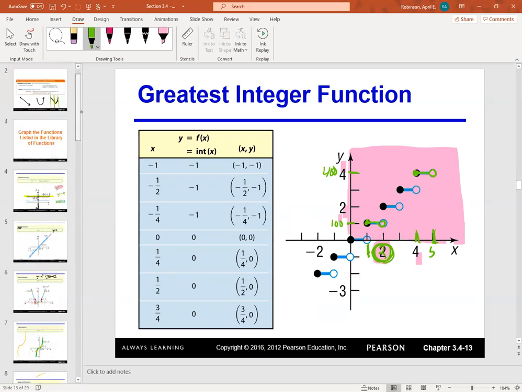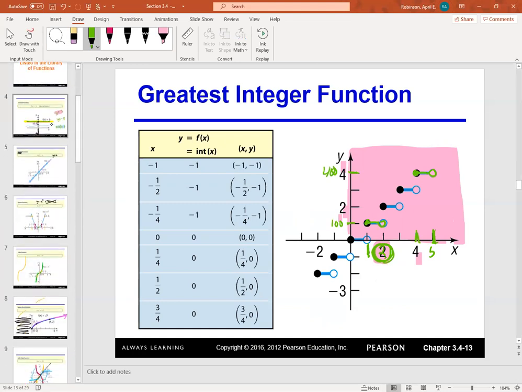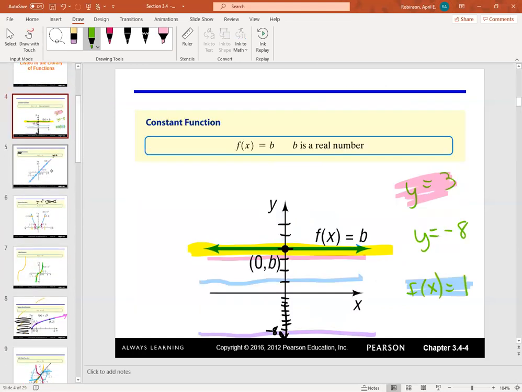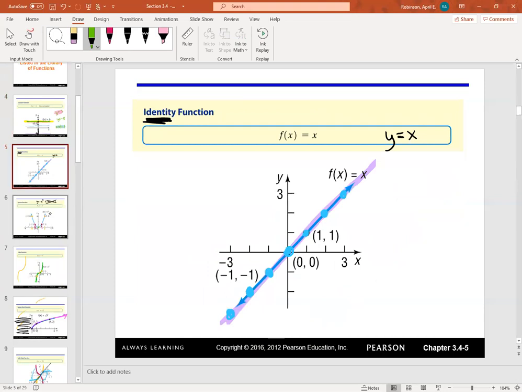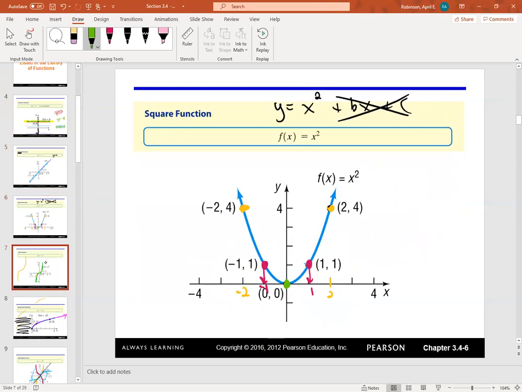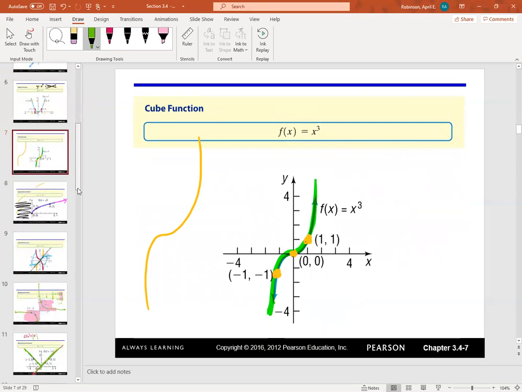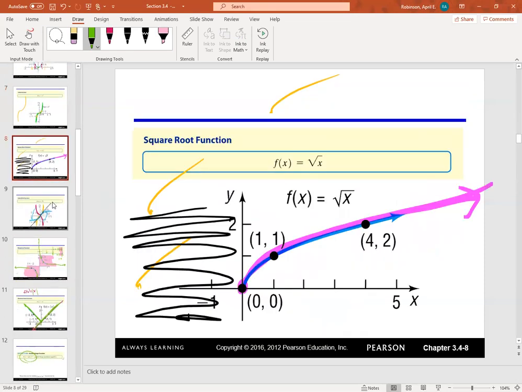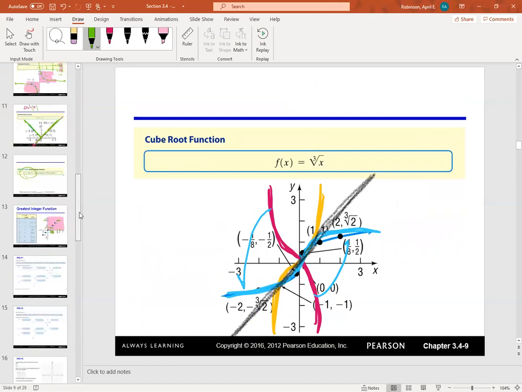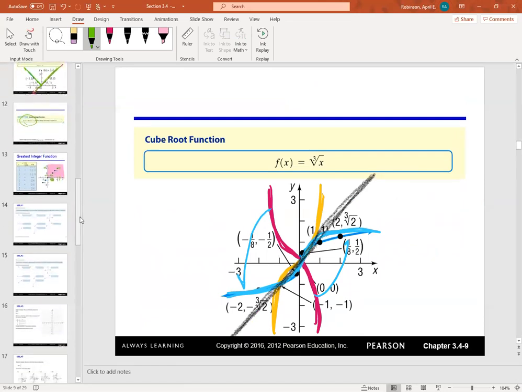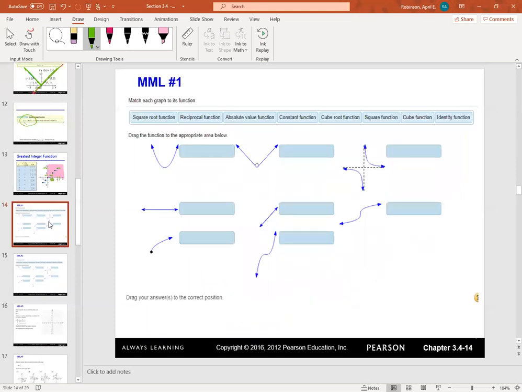Okay, so you might want to keep some of these pictures handy. If I had been on the ball, I would have put them all on one slide as a handout to you. Sorry, maybe I can do that later and add it into my math lab or into my modules. Because when you get to the first one, my math lab number one, it says match each graph to its function. And down here it says drag your answers to the correct position.